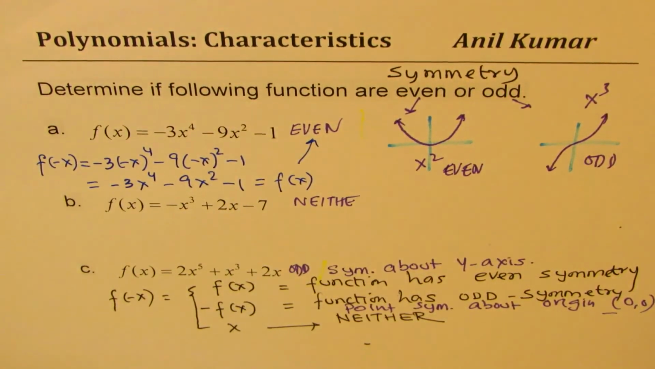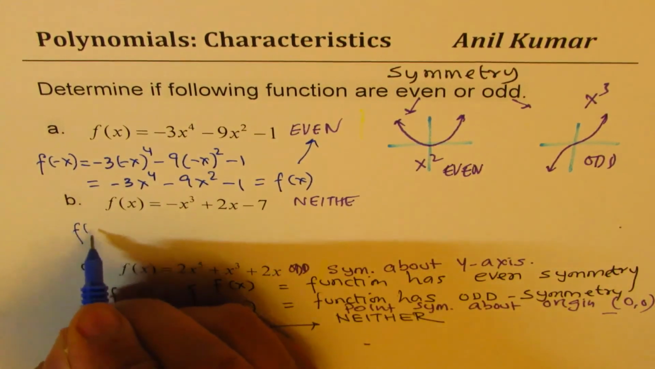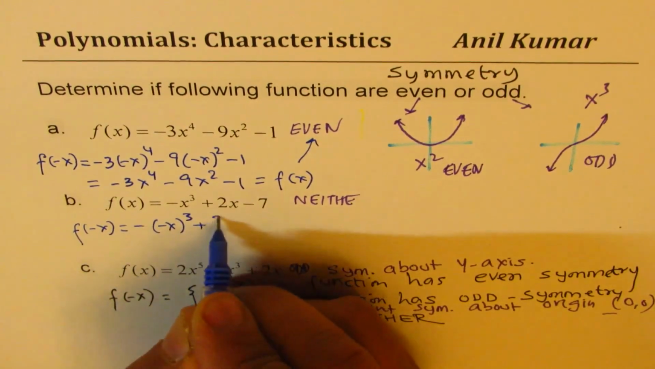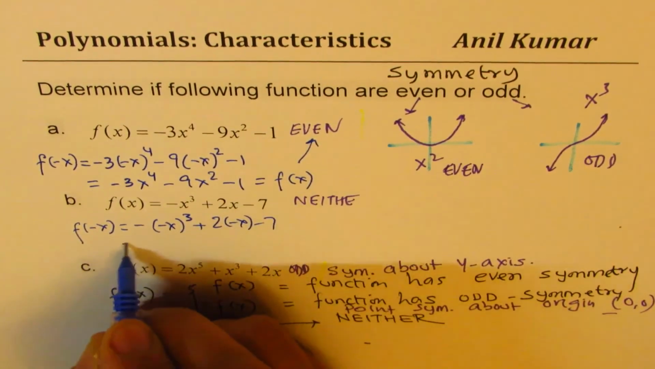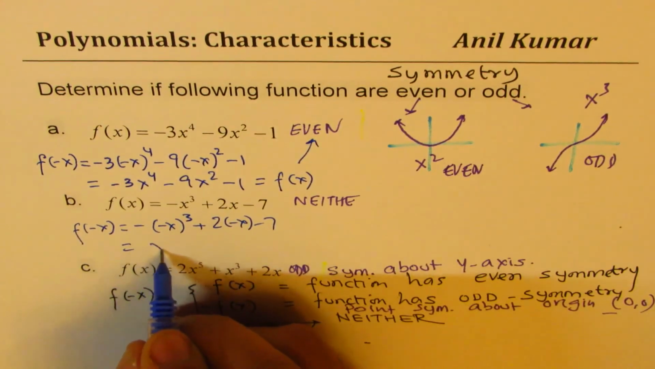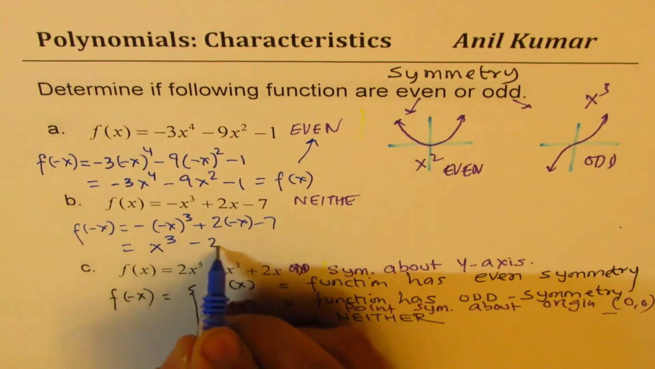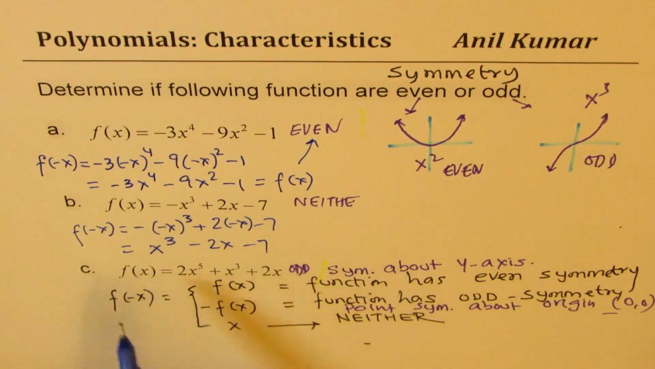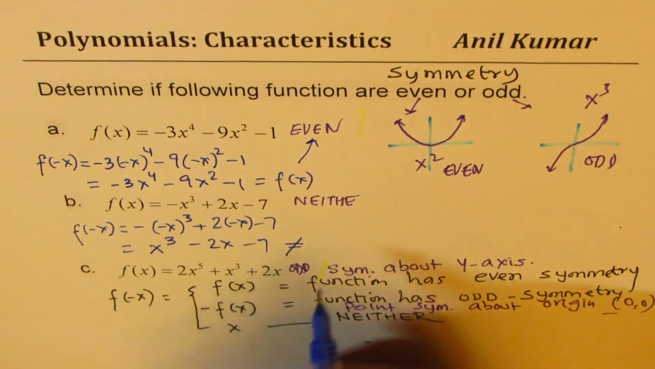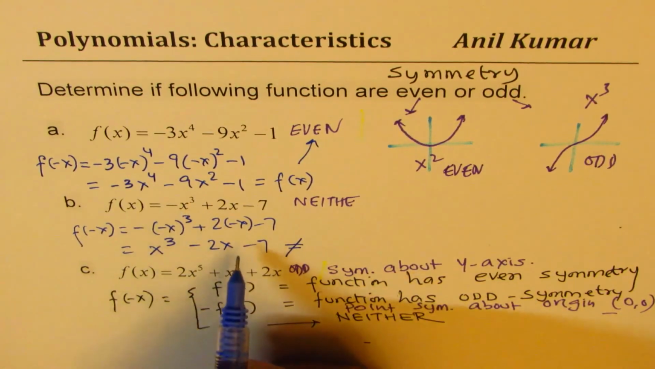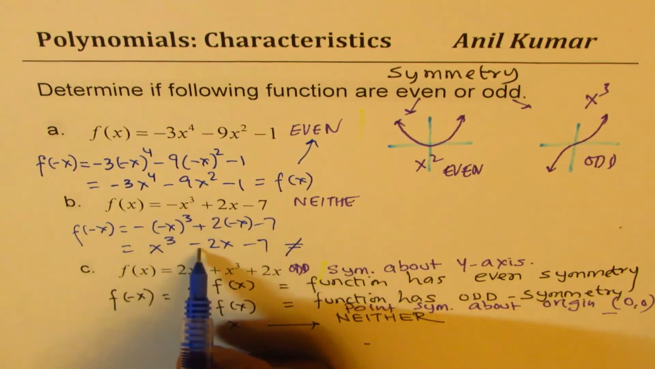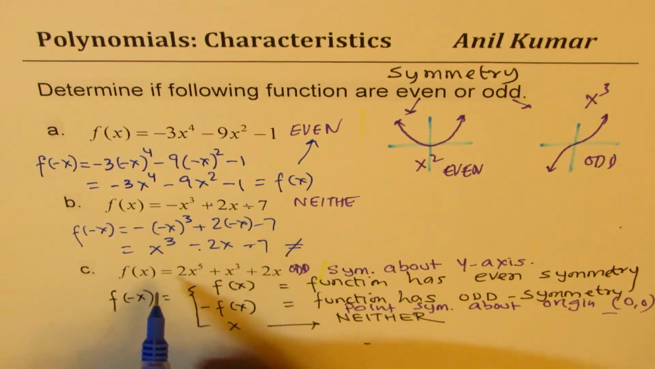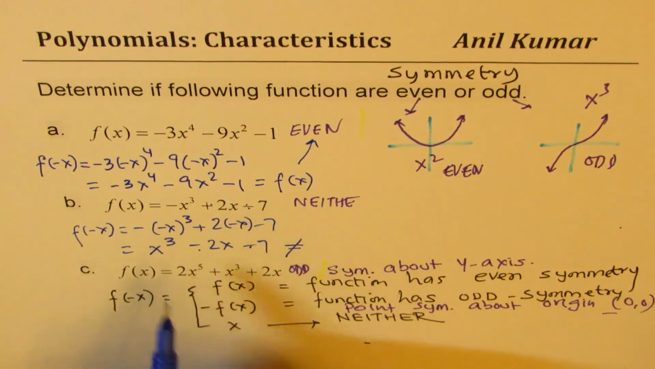You get it? What happens in the next one? f of minus x will be minus of (minus x) cubed, plus 2 times (minus x), minus 7. Now that becomes negative, so it becomes positive x cubed. This is negative 2x, and here it remains minus 7. You will notice that this is not equal to negative of that. Since this is negative, fine, this is negative of this, but here we have the same sign. So it is neither.